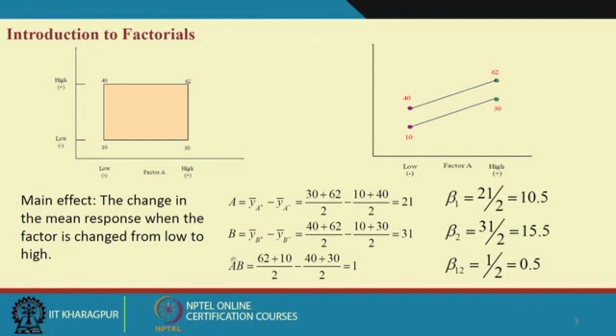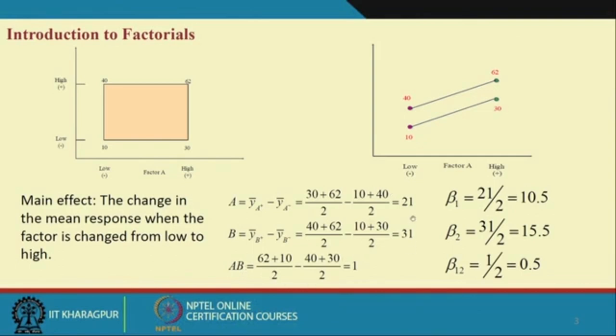Now, come to the interaction AB. In the AB case, you are basically considering when they are at the same level minus when they are at different levels. So, 62 plus 10 by 2, that is where they are at the same levels, and then 40 plus 30 by 2 when at different levels. That difference is 1. Okay. So, the values 21 and 31 and AB 1 are the effect values. A and B are the main effects, AB is the interaction effect.